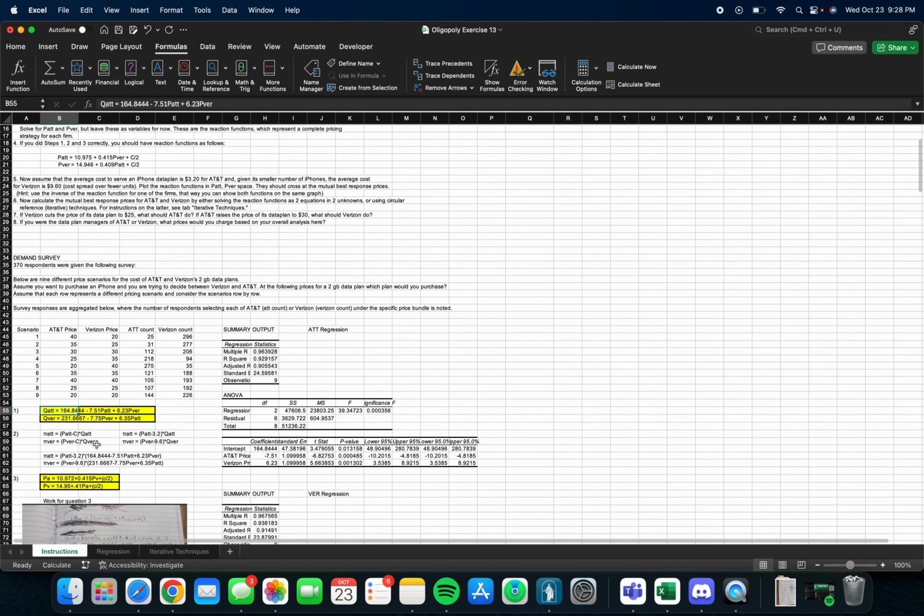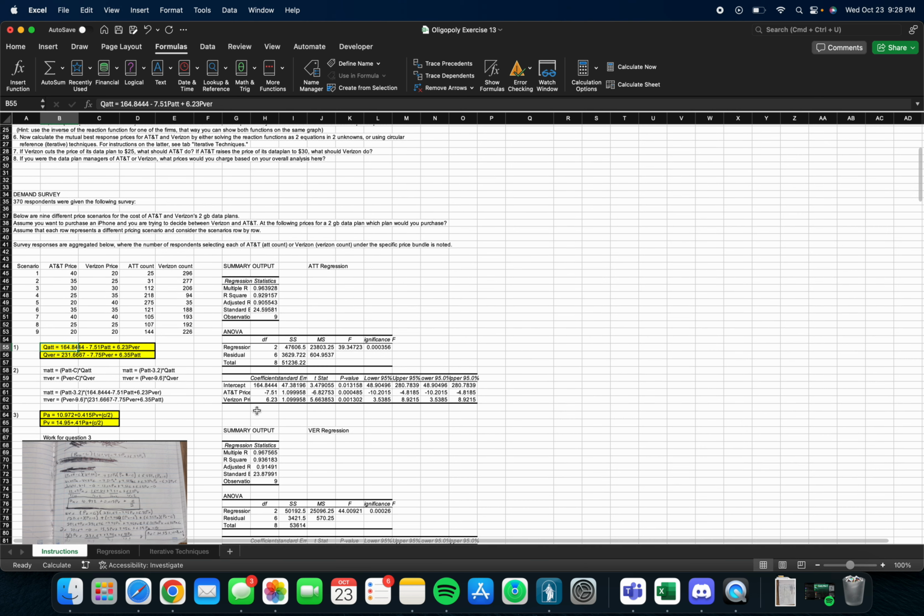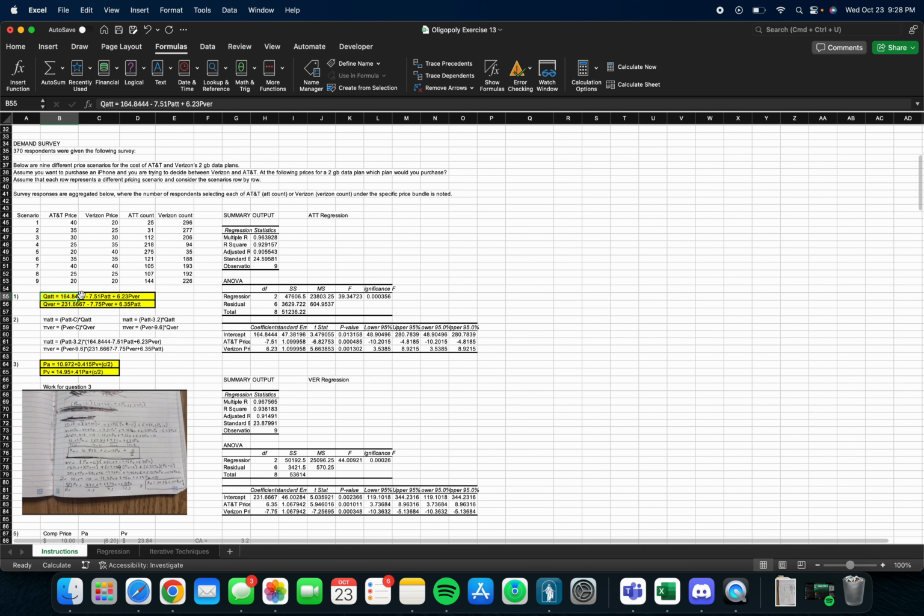Anyways, question 1. We were asked to make these regressions in order to find the demand functions for each of these. So as you can see in the first one, for the quantity of AT&T, this intercept right there minus the price of AT&T right there plus the price of Verizon, and then vice versa. Same thing for the quantity of Verizon.